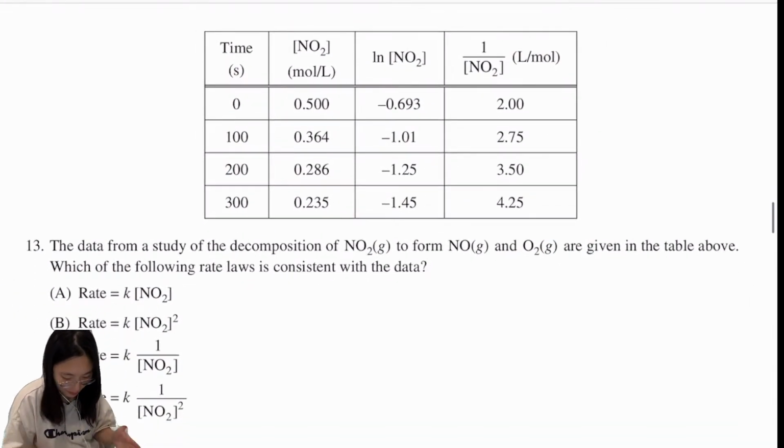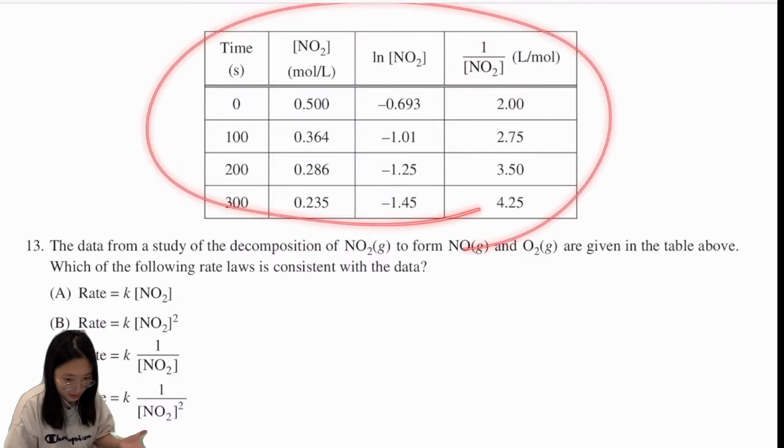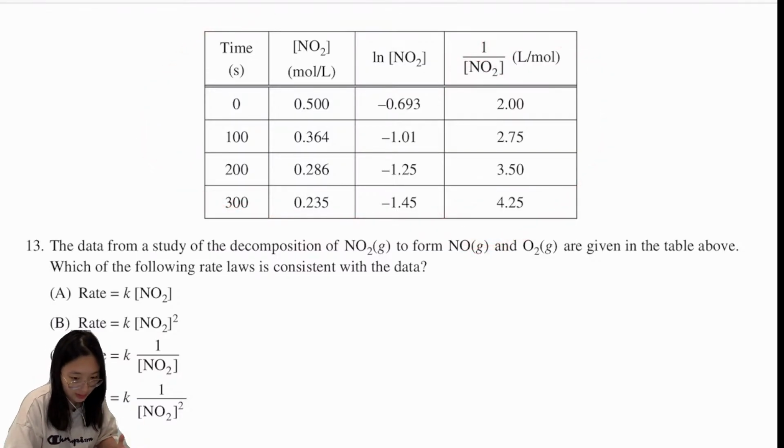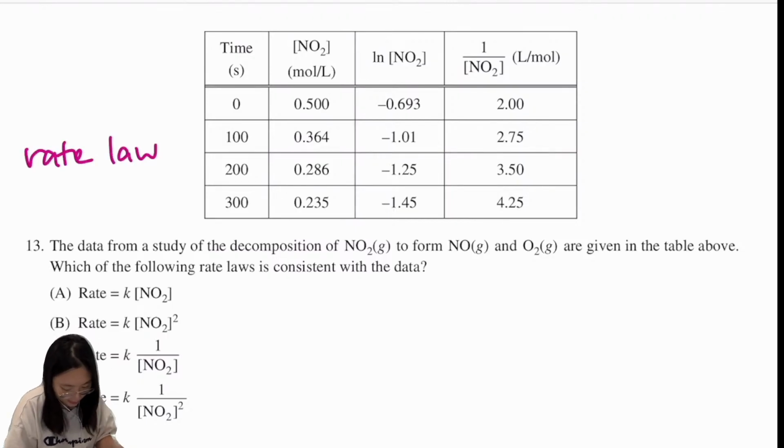You are given the time, the concentration of nitrogen dioxide, the ln of the concentration, and the reciprocal of the concentration. Once I read this table, I know immediately this is kinetics. This is about the rate law. The data from a study of the decomposition of nitrogen dioxide to form nitrogen monoxide and oxygen are given in the table above. Which of the following rate laws is consistent with the data?